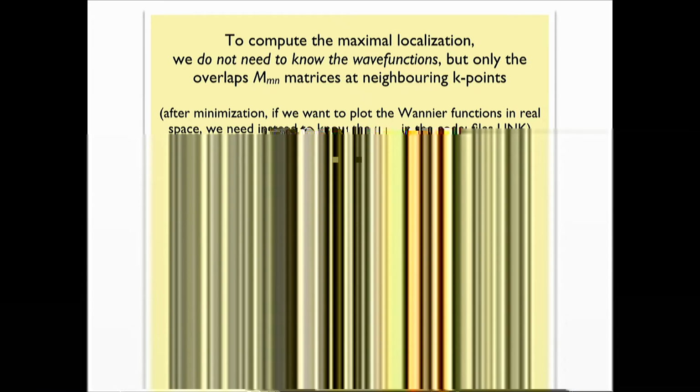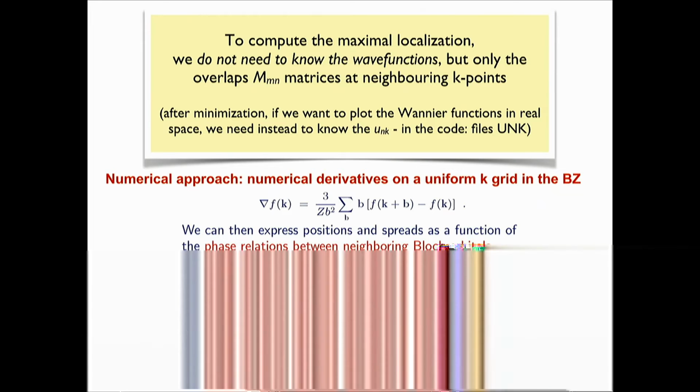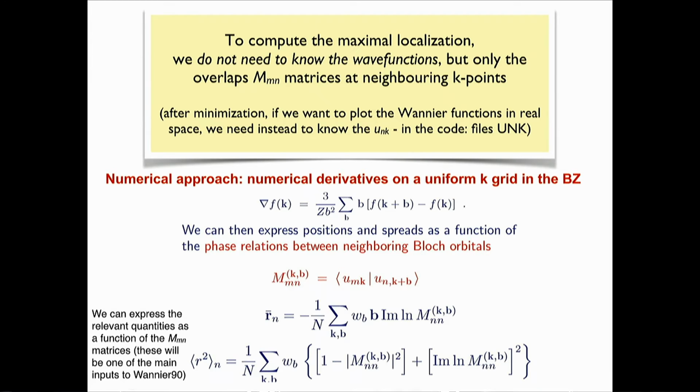So just with these few numbers, you can compute omega, and so you can minimize omega. That's very important. You will need to have the explicit form of u only if you want to show the Wannier functions in real space. We'll see later in the code how these files are managed.